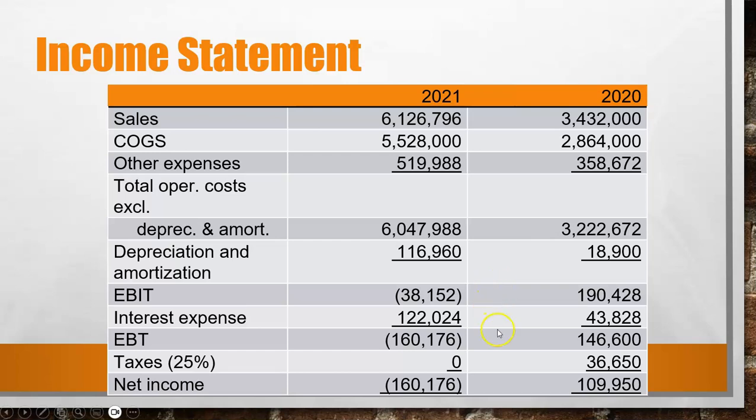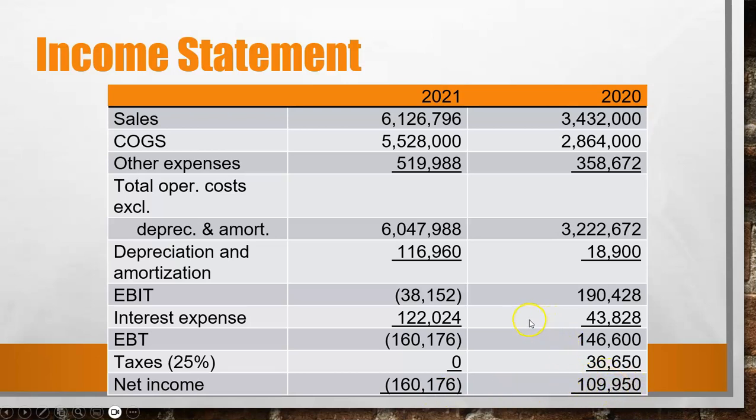Here's our income statement. You can see here our sales went up tremendously. Cost of goods sold went up tremendously. Other expenses, depreciation, earnings before income taxes was down. Earnings before taxes, since we made no money, we have no taxes, and we actually lost 160 versus making 109 last year.